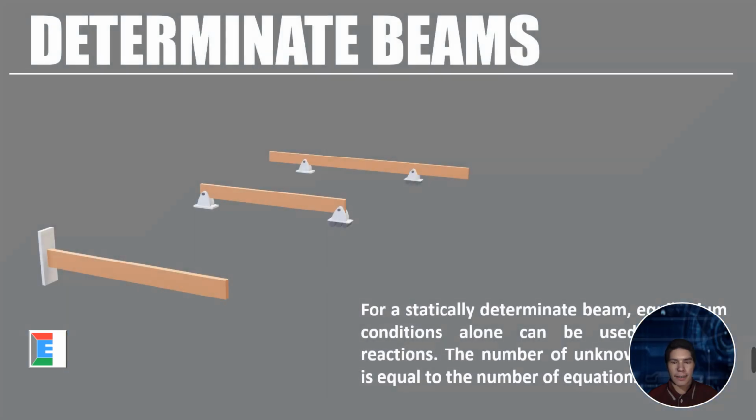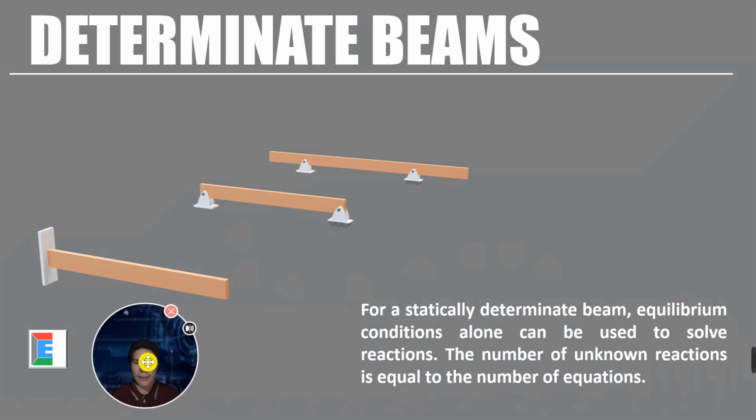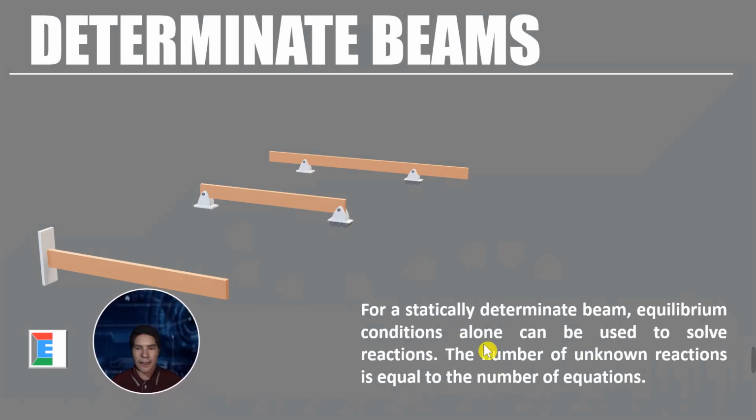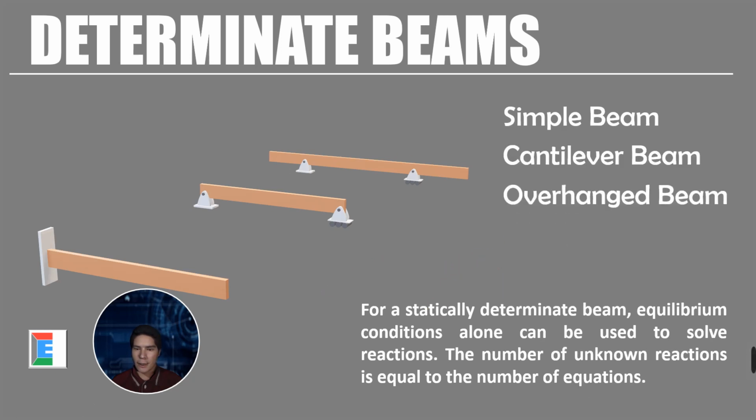So we have the determinate beams. So for statically determinate beam, equilibrium equation or condition alone can be used to solve the reactions. So the number of unknown reactions is equal to the number of equations. So examples of determinate beams are simple beam, cantilever beam, and overhang beam.